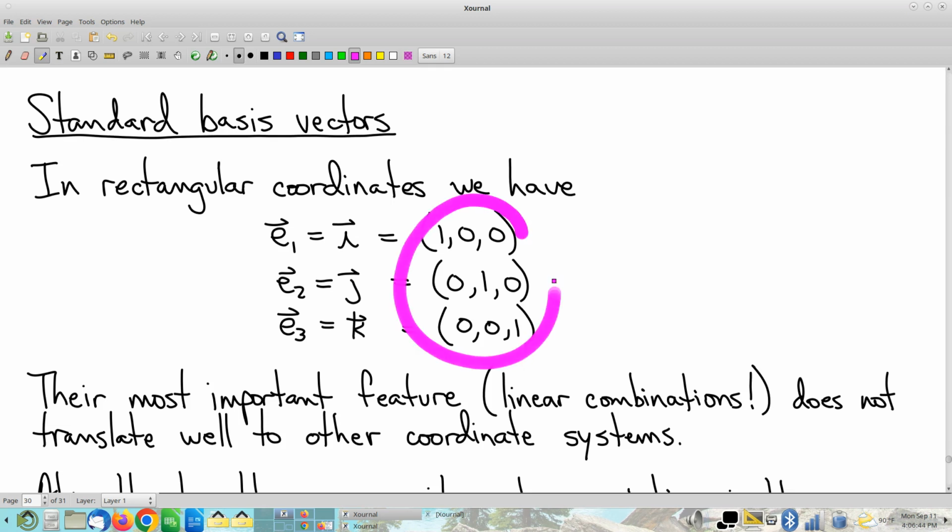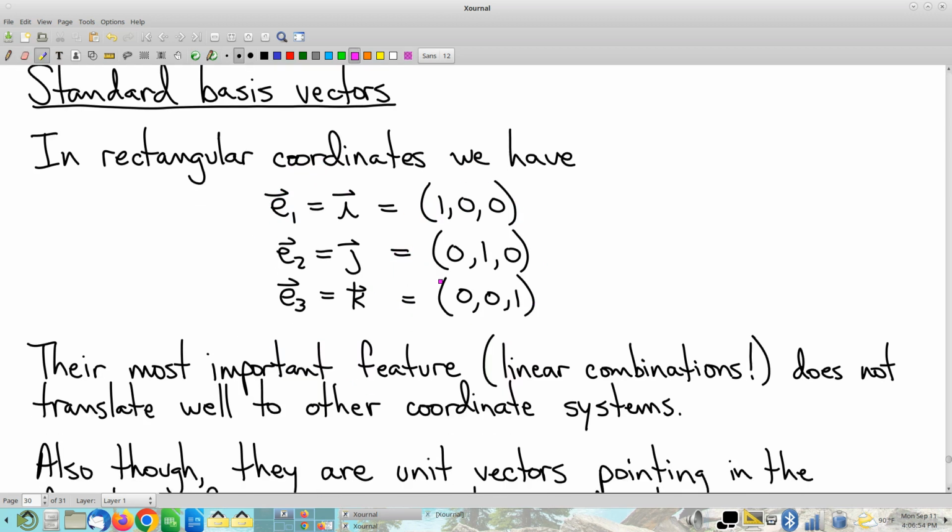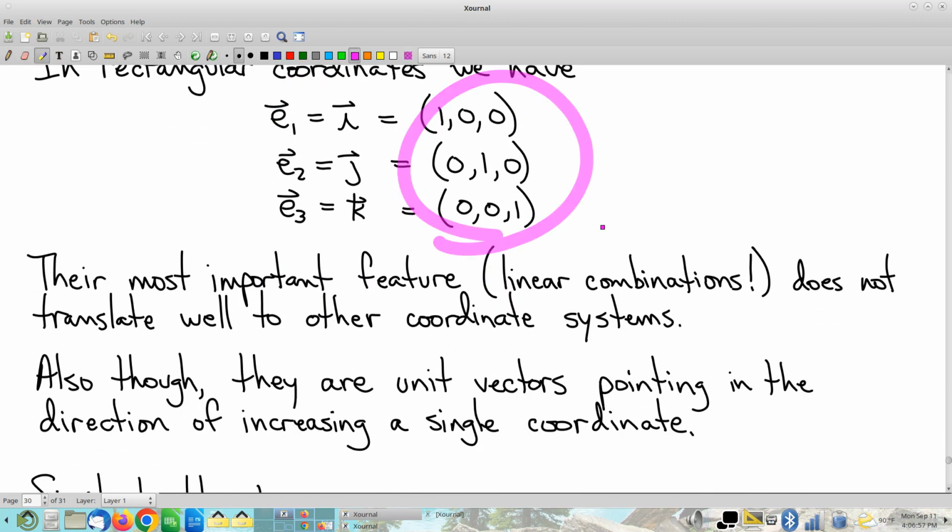Of course, in rectangular coordinates, these are our standard basis vectors, which you know by various different names. And they have various nice properties. One of them in particular, these vectors are unit vectors that point in the direction where exactly one coordinate is increasing and the others are, momentarily at least, constant. So if I move in the direction of E1, then x would be increasing, but y and z wouldn't be changing at all.